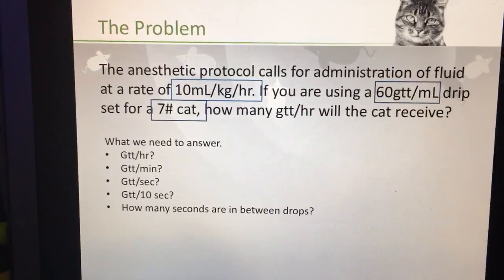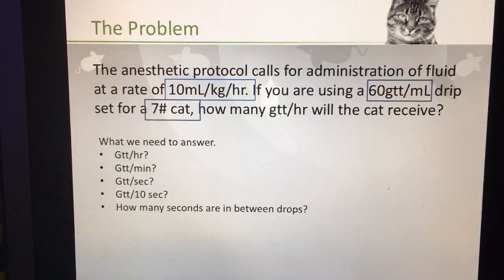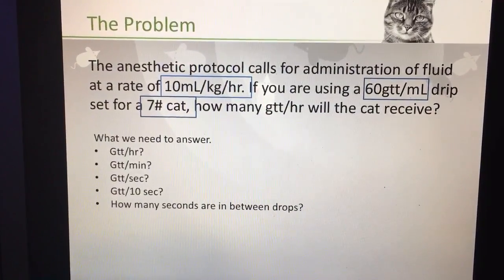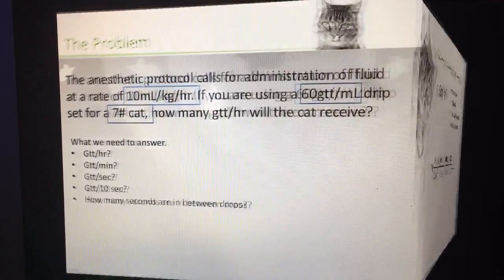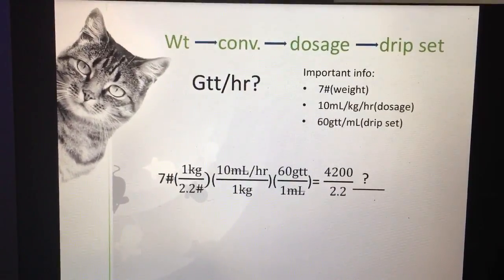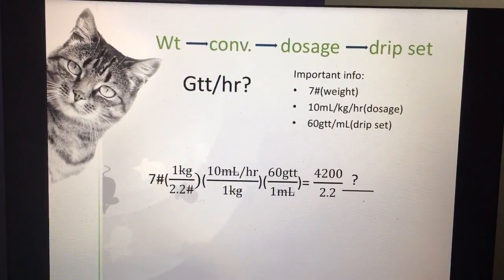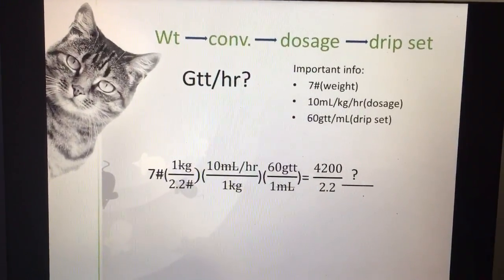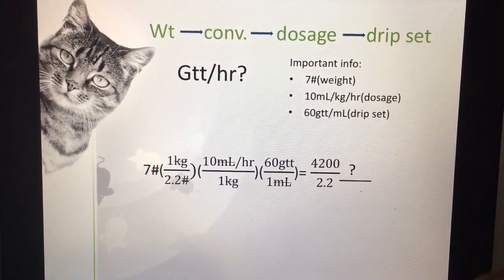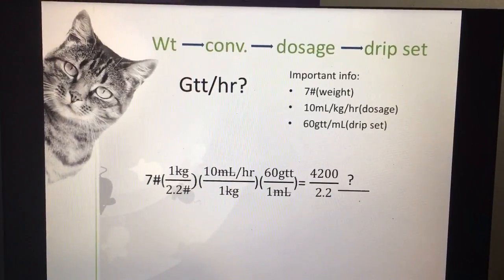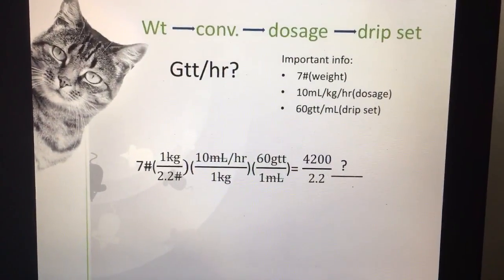The questions we need to answer are how many drops per hour, per minute, per second, per 10 seconds, and how many seconds are in between drops. Our first question is how many drops per hour. Once again, the important information is the weight, dosage, and drip set. I have already set it up for you by weight, conversion, dosage, and drip set.